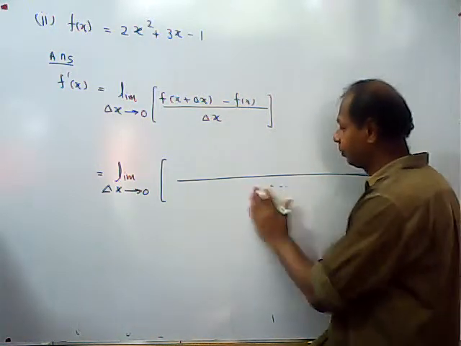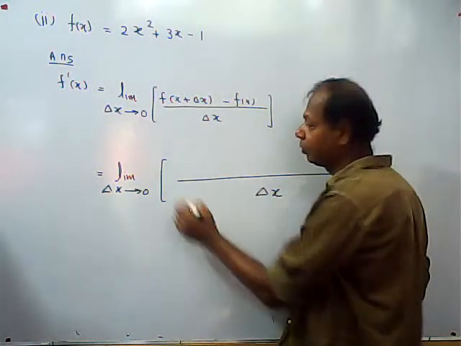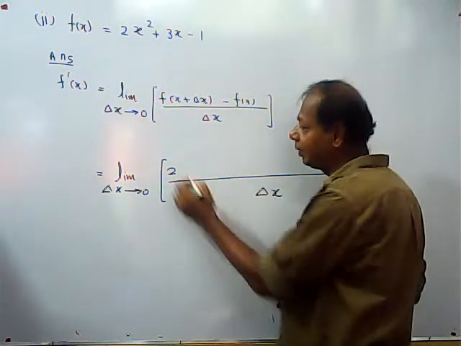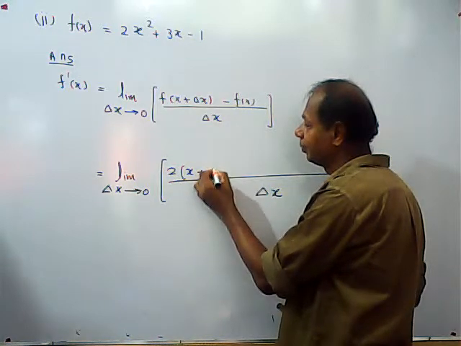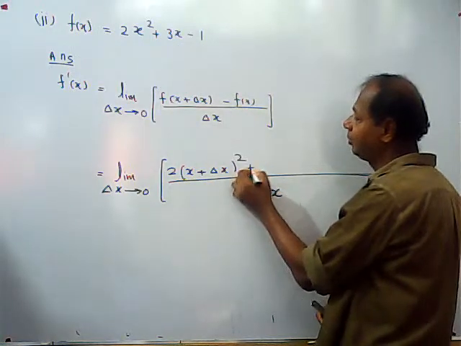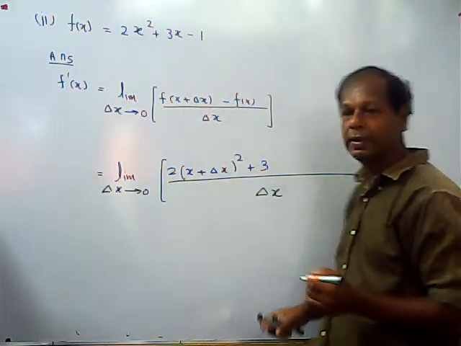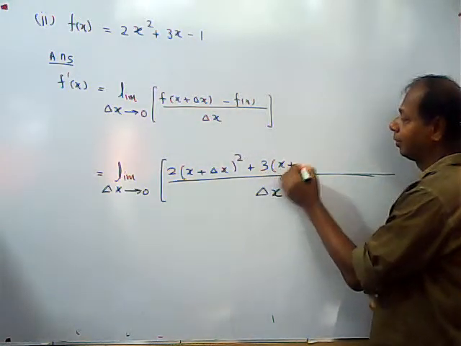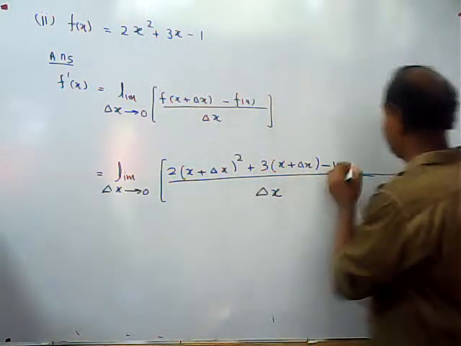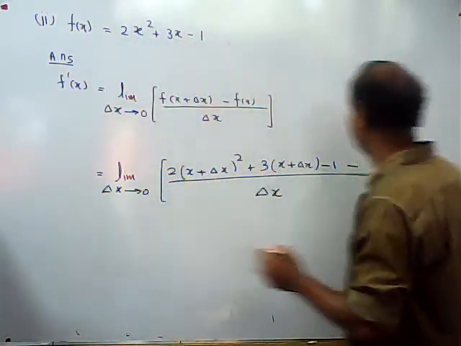The numerator is: 2 times x is replaced by x plus delta x, squared, plus 3 times, again x is replaced by x plus delta x, minus 1, then minus our f x, which is 2x squared plus 3x minus 1.